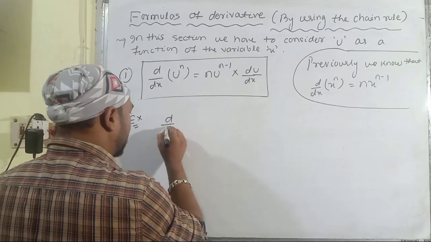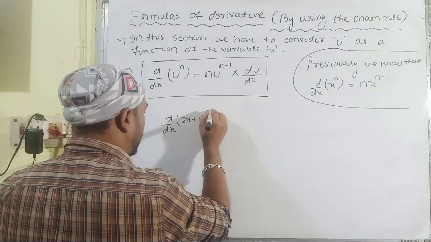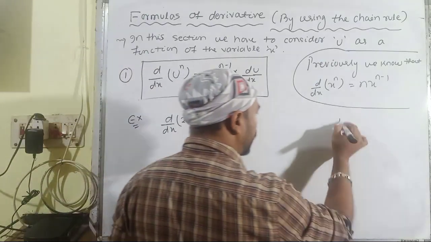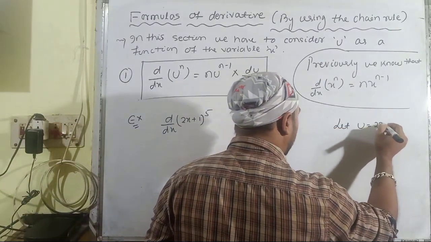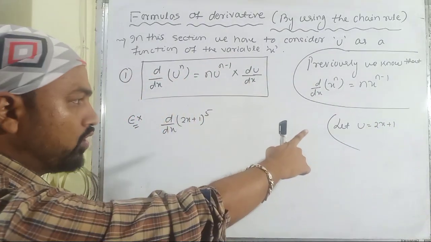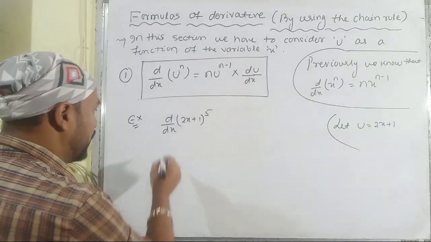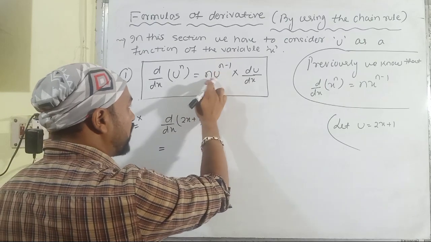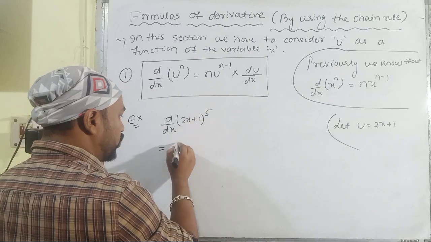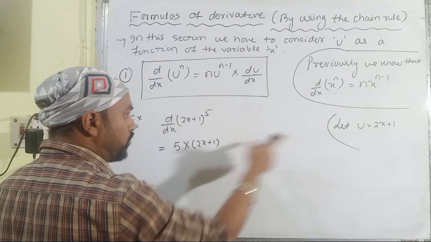Suppose we are differentiating 2x plus 1 whole to the power 5 with respect to x. Then first of all, let us choose u here. Here u is equal to 2x plus 1. So let us go through the formula. It will be n multiplied with u to the power n minus 1. That means n is 5, so it is 5 multiplied with u, where u is 2x plus 1.